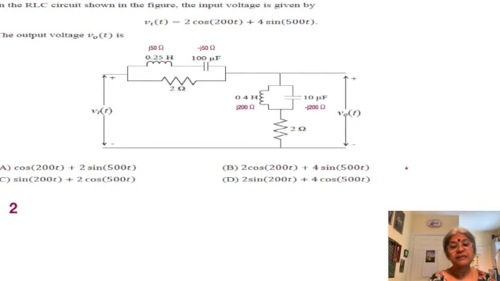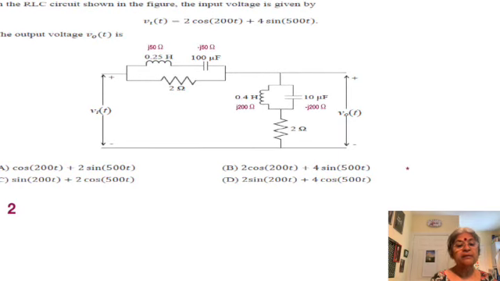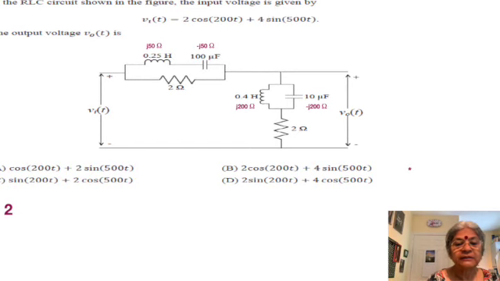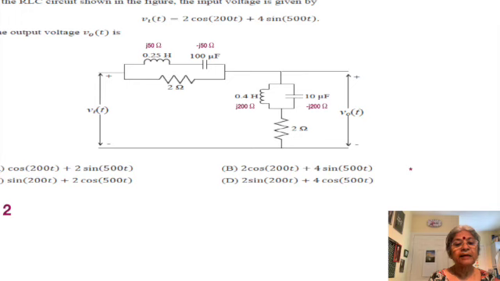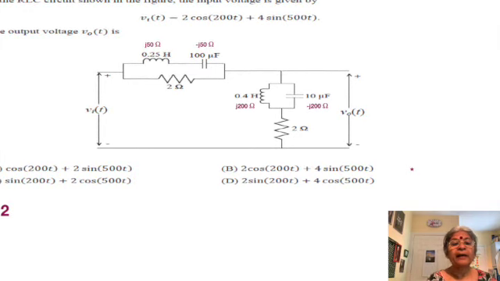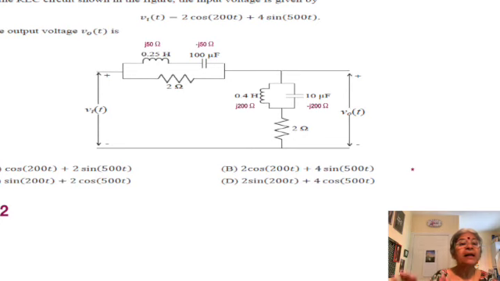So in this network, Vin is equal to Vout. Of the 4 answers, we see that B is telling us that both voltage components, that is 2 cos 200t and 4 sin 500t, are available as such on the output side by virtue of the short circuit in the upper series path and the open circuit in the shunt path. So that is one way of addressing such problems. Let's go to another problem.